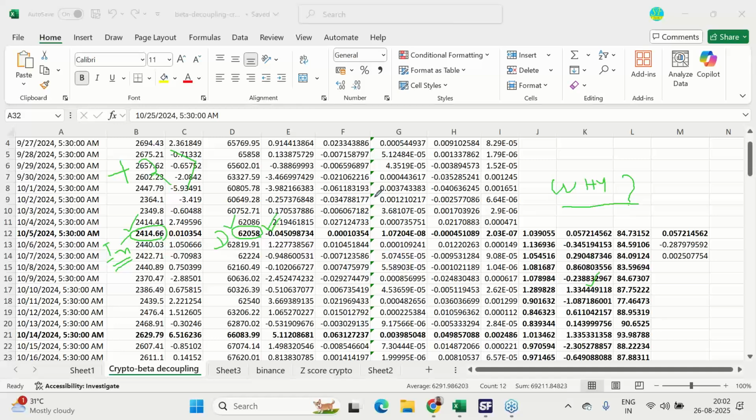So positive decoupling, X should be sold and Y should be bought, and negative, the opposite, X should be bought and Y should be sold. So understood this part, or does anyone have any query, you can ask.